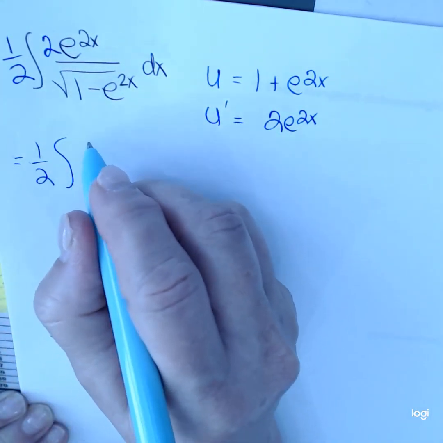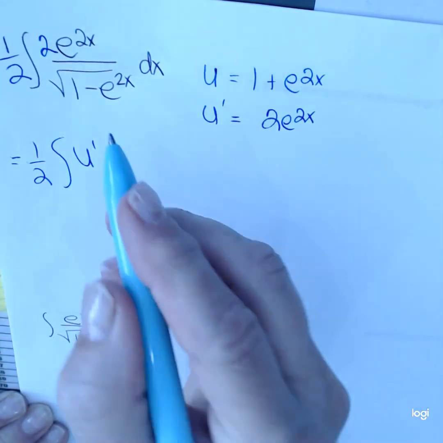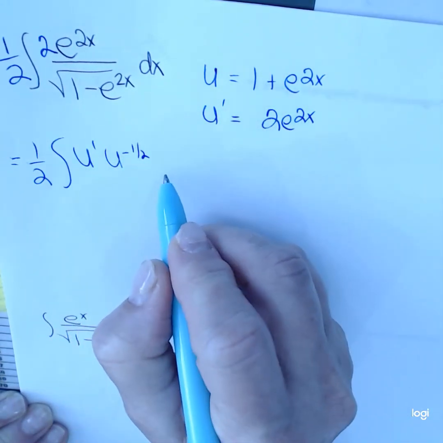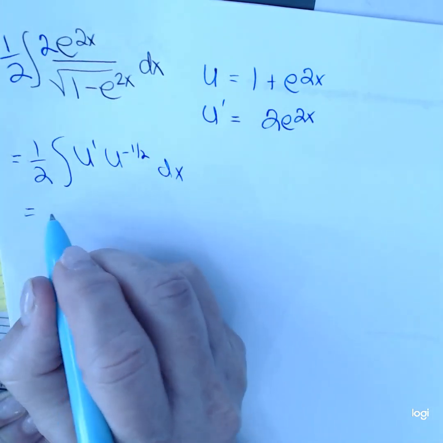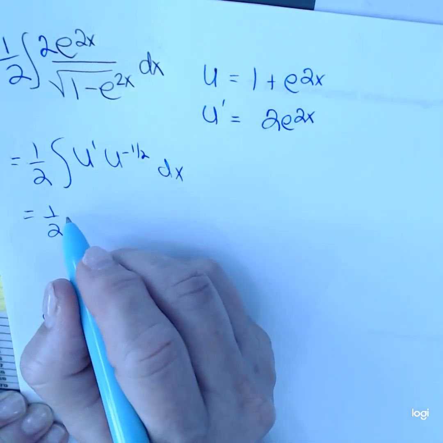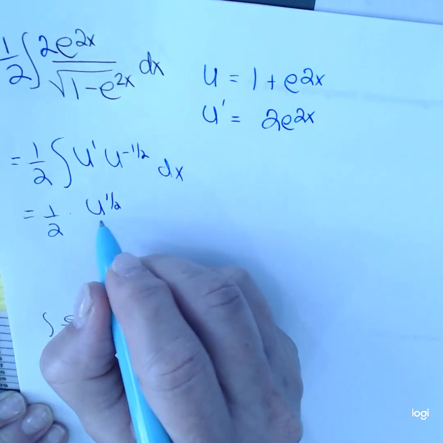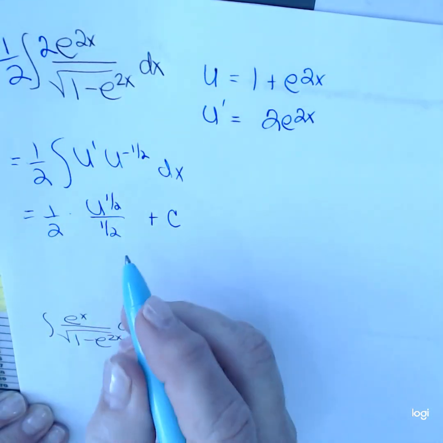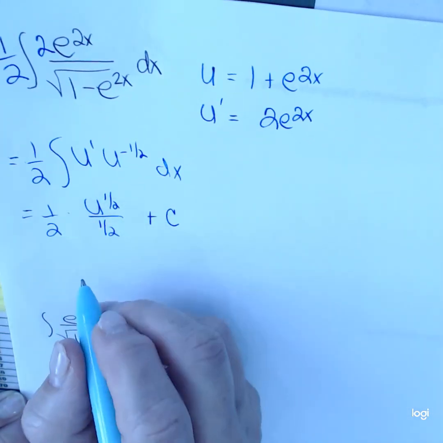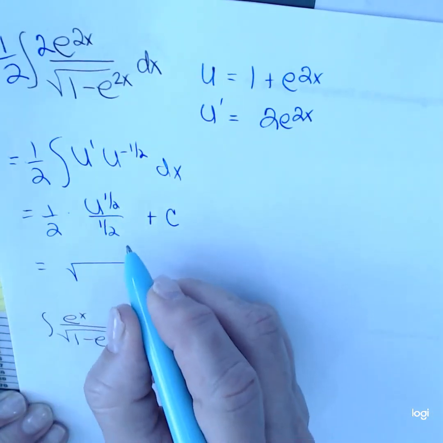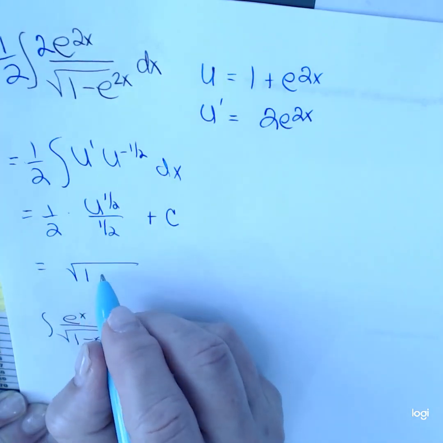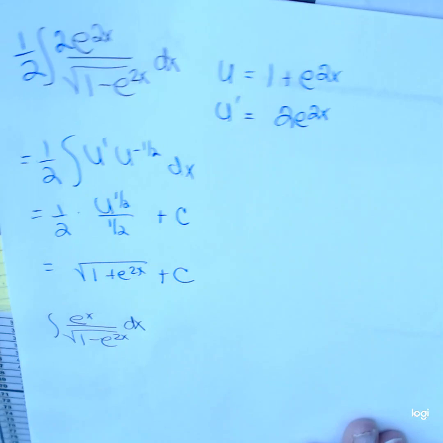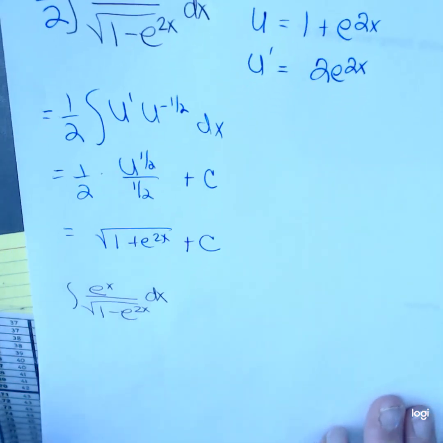And what I get here is the u prime over u to the 1/2, which of course would bring up to the top as a u to the negative 1/2. And when we integrate u prime times u to the negative 1/2, we get u to the 1/2 over 1/2, all plus c. And then of course you're going to flip that bottom fraction, multiply and put back in your u, and so we simply get the square root, or 1 plus e to the 2x to the 1/2, all plus c. So really just a simple u substitution.